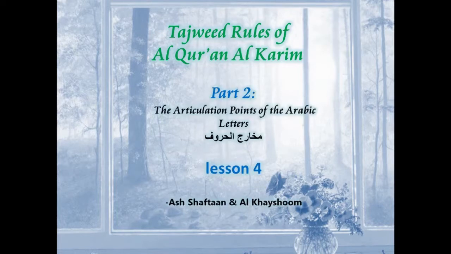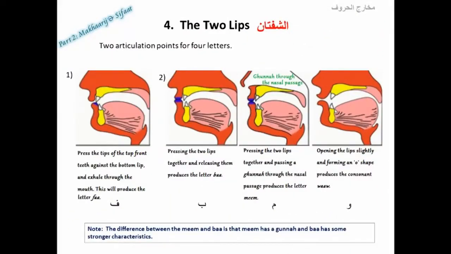Inshallah, we'll be finishing off the articulation points of the Arabic letters, lesson 4. And this is the last lesson for the articulation points, the makharij al-huruf. And inshallah we'll be continuing on part 2, but inshallah we'll be starting the characteristics of the letters in the next slide, inshallah. So in this slide we'll be looking at Shafataan and Khayshoom, these two areas of articulation. So bismillah, let's begin with the two lips, Shafataan.